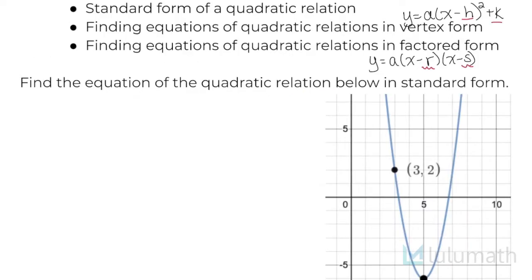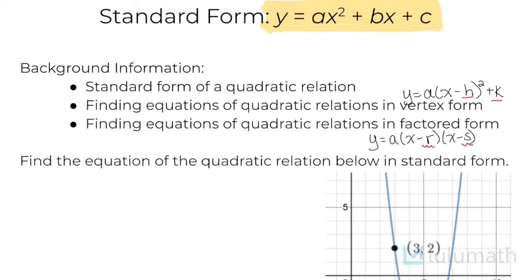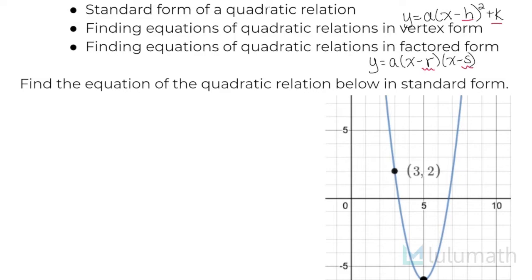So in the question that we see here, we're asked to find the equation of a quadratic relation in standard form. And just a reminder, standard form is y equals ax squared plus bx plus c. The problem with standard form is that we can't plug really a lot of information into standard form. So we're going to have to resort to either vertex form or factored form. But when do we use what? Well, vertex form will be used when we're given a vertex, and factored form will be used when we're given roots.